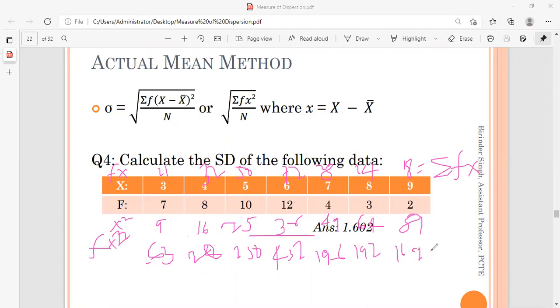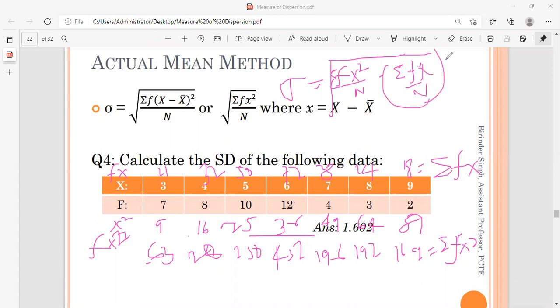Once you add all these values together, that will be sigma fx square. Now we can put these values in the formula. Sigma is equal to the square root of sigma fx square by n minus sigma fx by n whole square, that comes under the bracket.